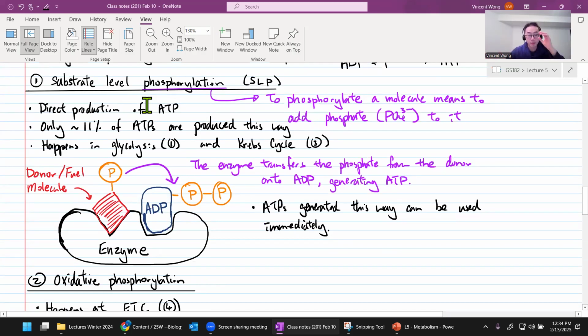We also spent a little bit of time talking about two different ways of producing ATPs in the cellular respiration process. The first way is called substrate level phosphorylation. It is not very common. It only accounts for about 10-11% of all the ATPs produced, and it doesn't happen in all the stages. It only happens in glycolysis and the Krebs cycle. The process involves an enzyme taking a phosphate group from a donor and transferring it onto ADP, and then you will create ATP. And these ATPs are available for use immediately.